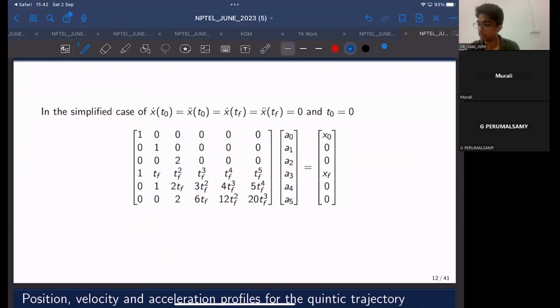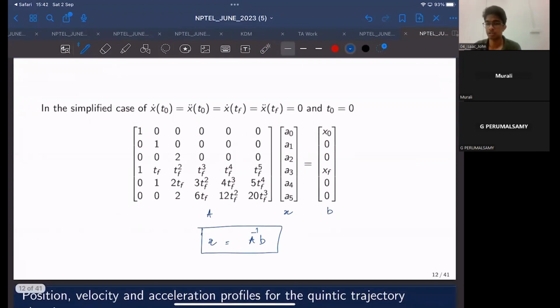And if you want to find out the vector of unknowns, you only have to take the inverse of the A matrix and pre-multiply it with the B vector. So this is a seriously involved process, but still, if you can formulate this matrix, it is only a matter of taking an inverse of a 6 by 6 matrix.